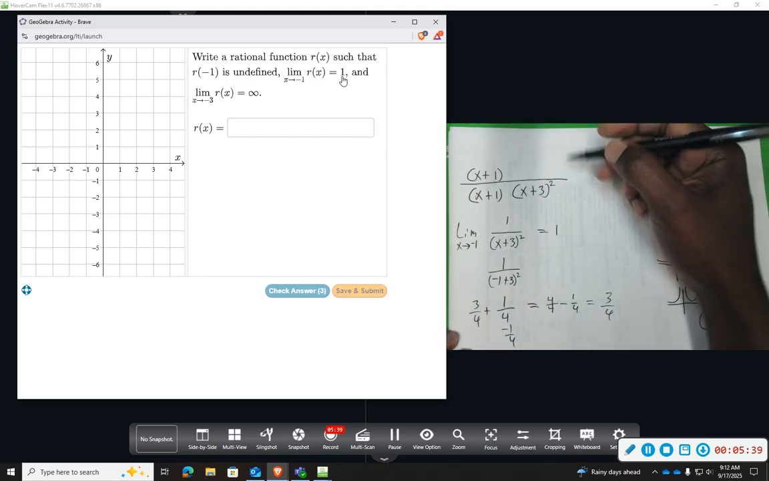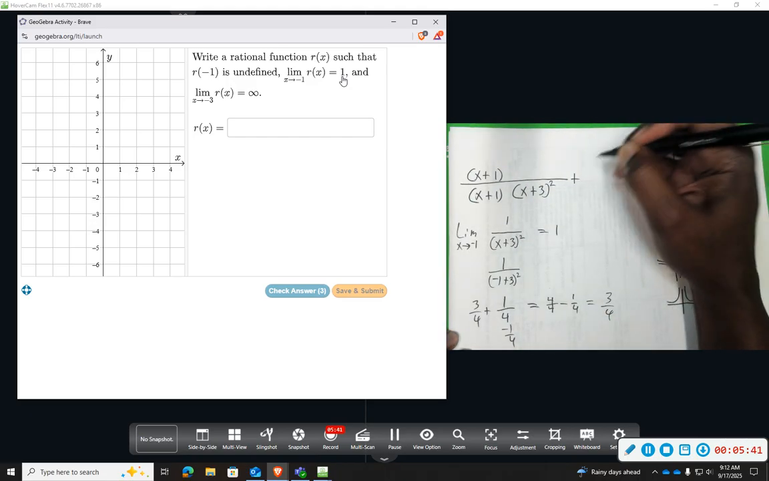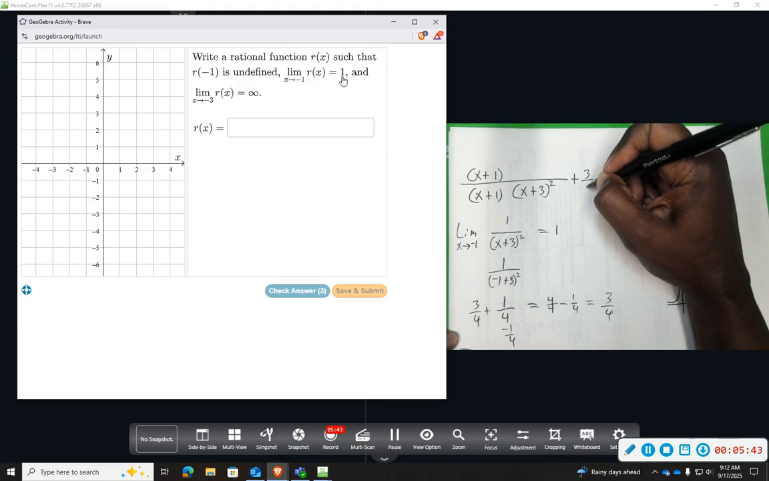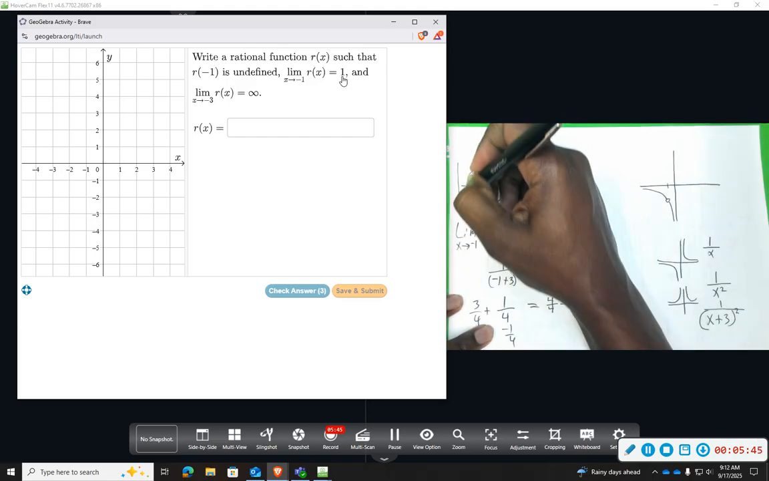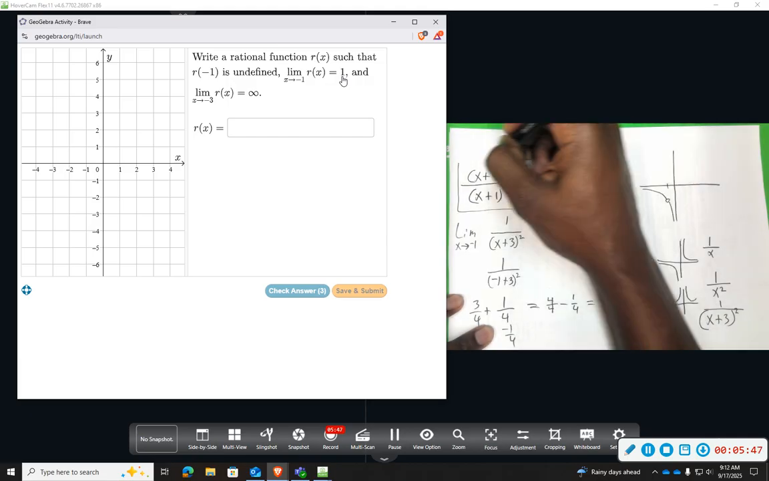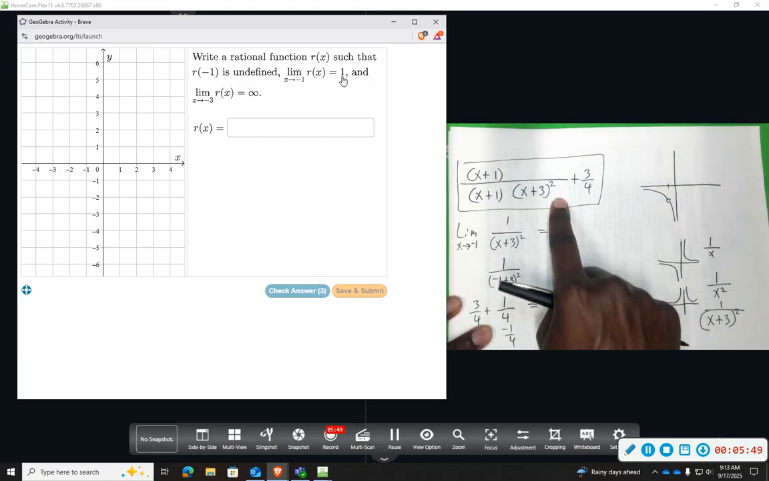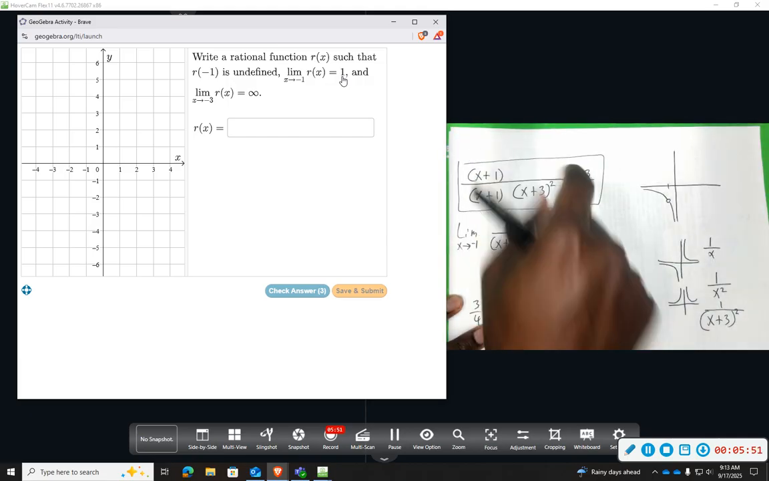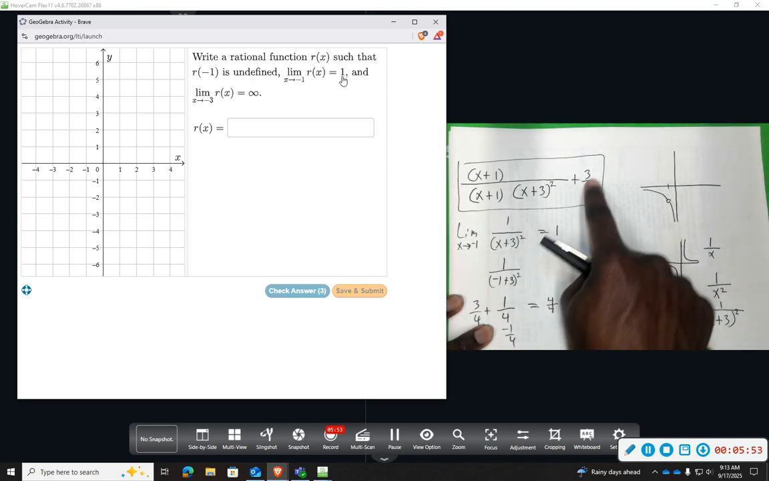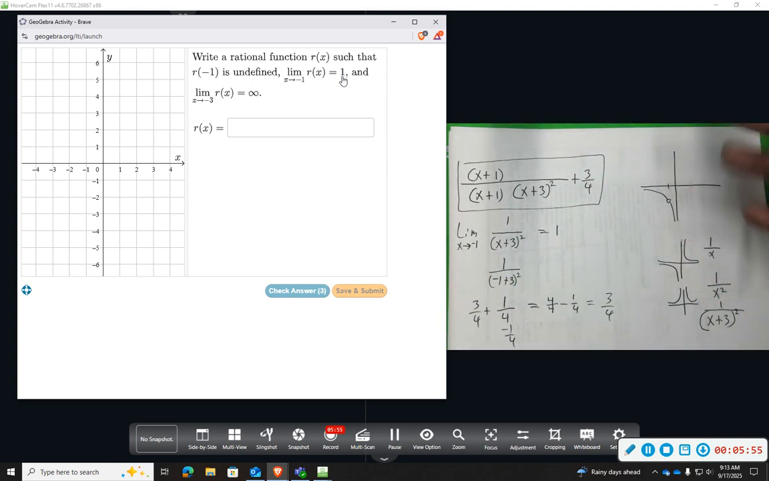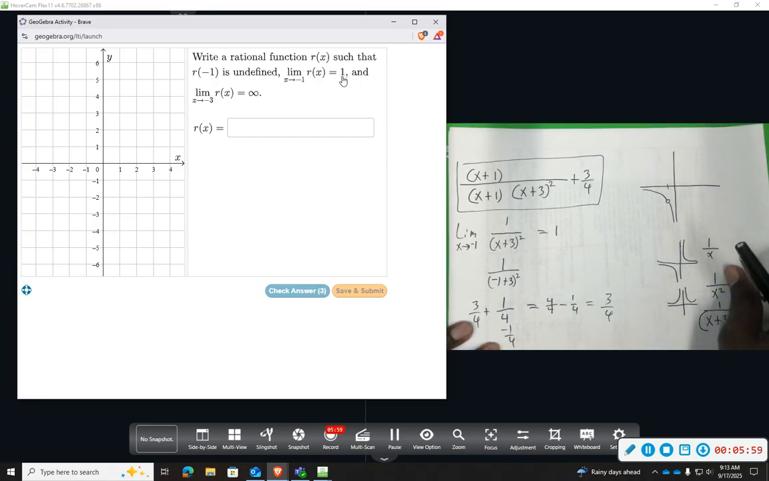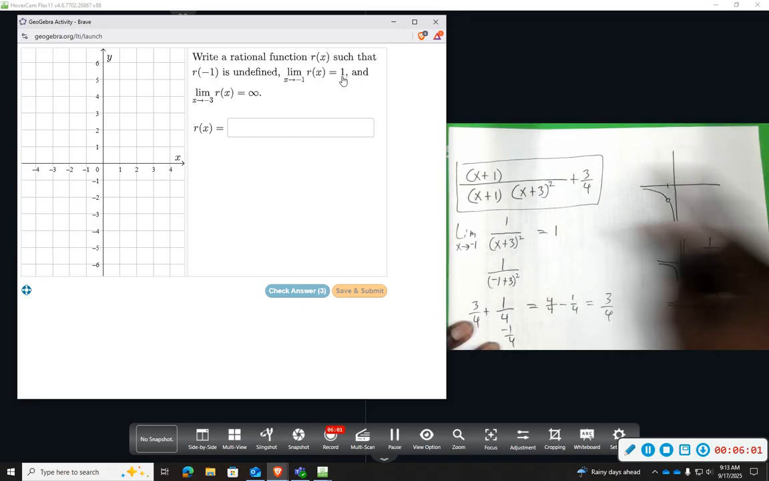So I'm going to go back to this function. I'm going to say plus 3 over 4. Okay, so this is the function that we need. However, when you go to plug this in, they want you to combine these two. This isn't a rational function because you have this separate term out. So we need to combine these two terms together. I'm going to go to the next page because I'm running out of room, but I'm going to start here.